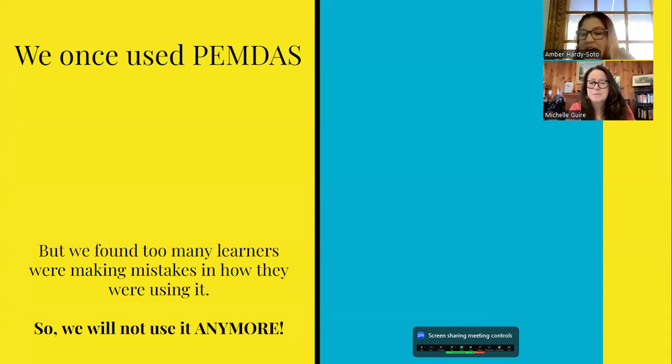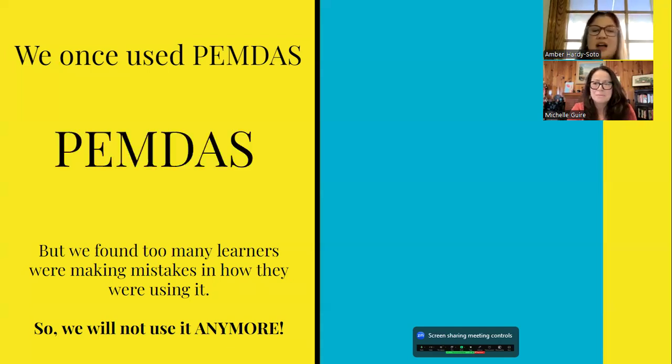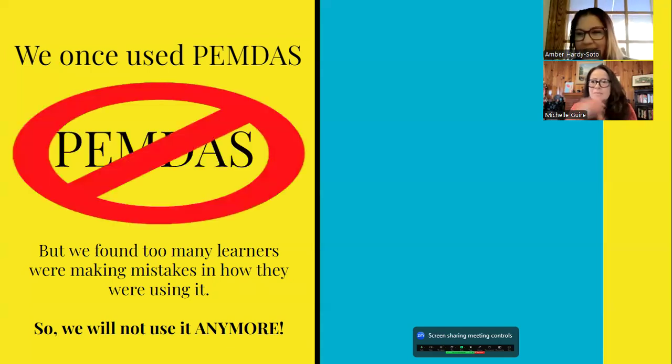And the same thing with A for addition and S for subtraction. Addition and subtraction, again, just undo each other. And so the whole idea is that they're on the same level and you're supposed to do any addition or subtraction you see from left to right. But kids were saying, no, look at it. It's addition first, then subtraction. And that is not the truth. That's not how it's supposed to work. So, because we are finding so many mistakes, we will not use it anymore.